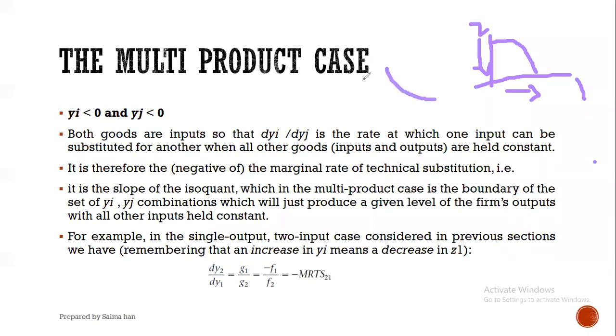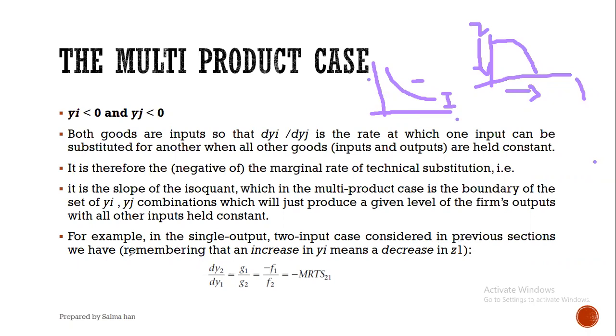Now, when we have this isoquant curve, we have the marginal rate of technical substitution. Its value should be negative. Why? Because it is the slope of the isoquant, which in the case of more than one good is the boundary of this set of yi and yj combinations, which will produce a given level of the firm's output. Suppose this is the level of output with all the other inputs held constant. For example, in the single output, two input case, one input is this one, the other input is this one on the x-axis.